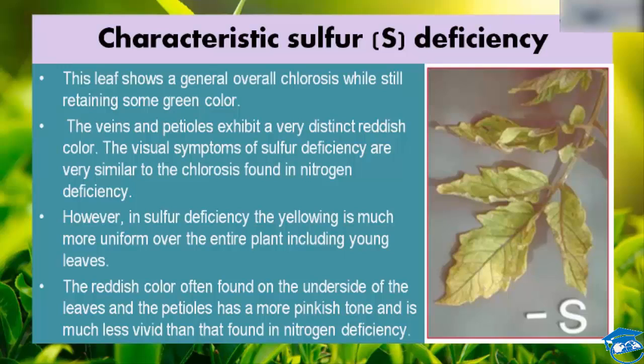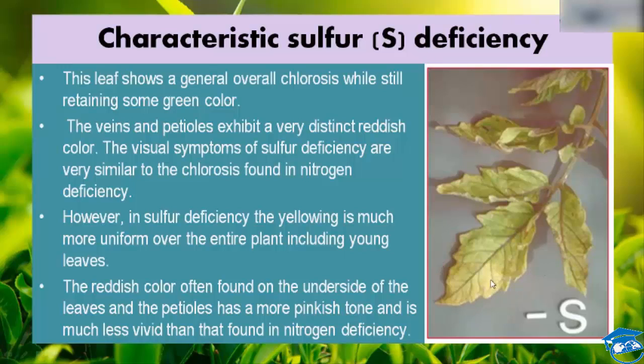Now what are the characteristic sulfur deficiency symptoms seen on the leaf of a plant? So this leaf shows a general overall chlorosis. See, this is overall chlorosis while still retaining some green color. So this is pale green color.